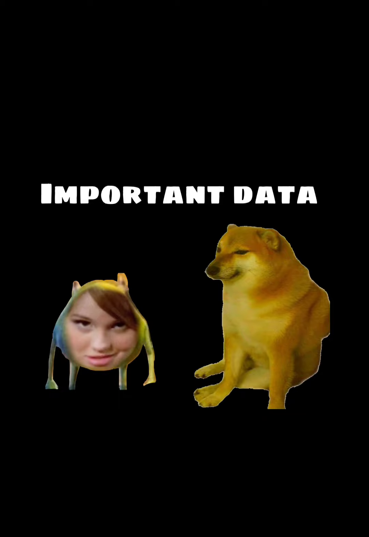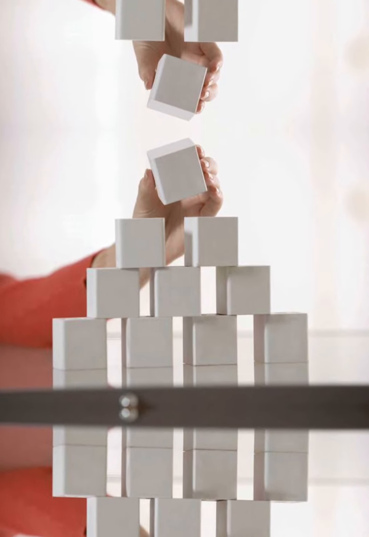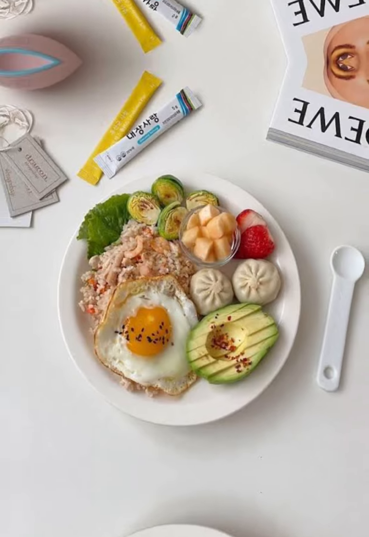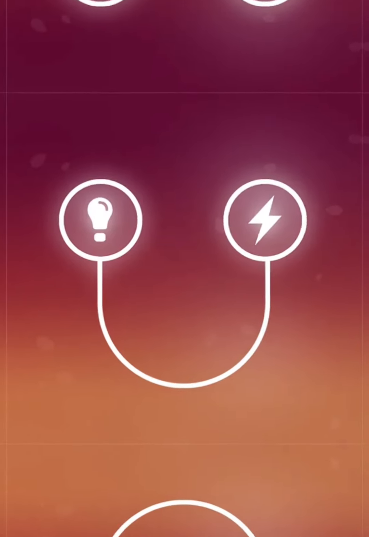Important data. What is the most interesting thing about the cell? That they provide the body with a structure, absorb nutrients from the food, convert these nutrients into energy, and perform special functions.